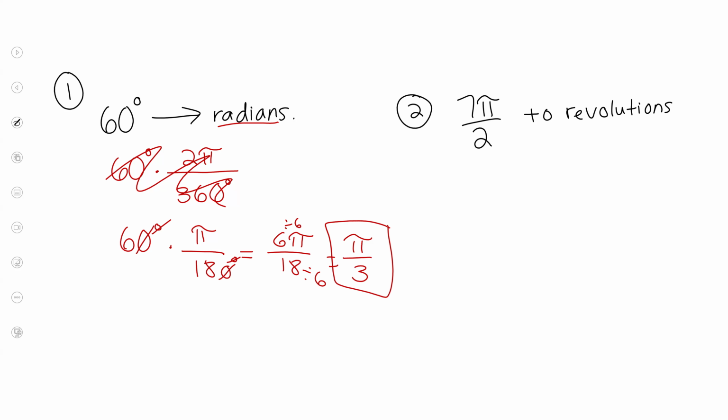All right, for number 2, we're going to revolutions. So I'm going to do 7 pi over 2. I'm starting in radians. That means radians needs to go in the denominator, because that's what I'm starting with, radians. My goal is to get to revolutions, so I'm going to put revolutions on the top. 1 revolution is the same as 2 pi. That's my ratio. Okay, now we just multiply across. Those pi's cancel. 7 times 1 is 7. 2 times 2 is 4. So you should get 7/4 revolutions.